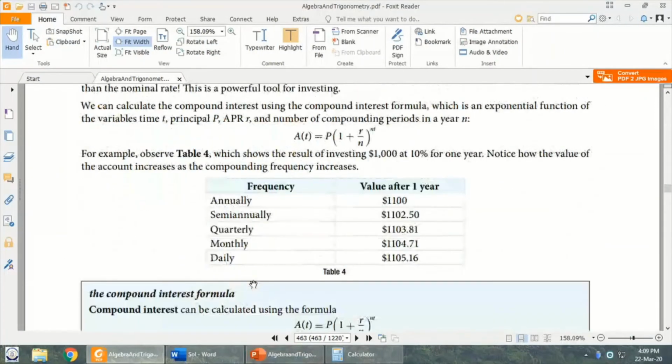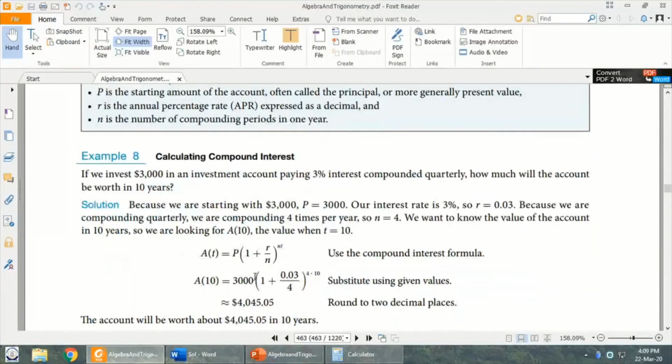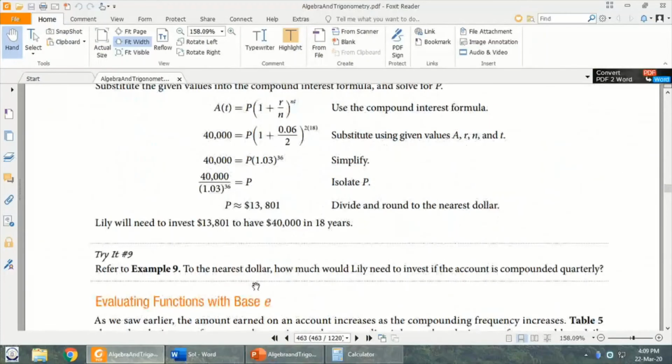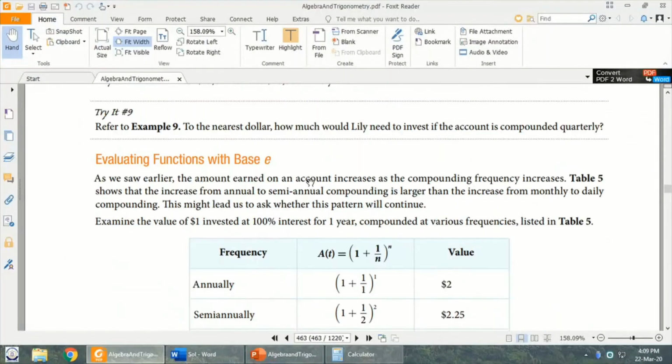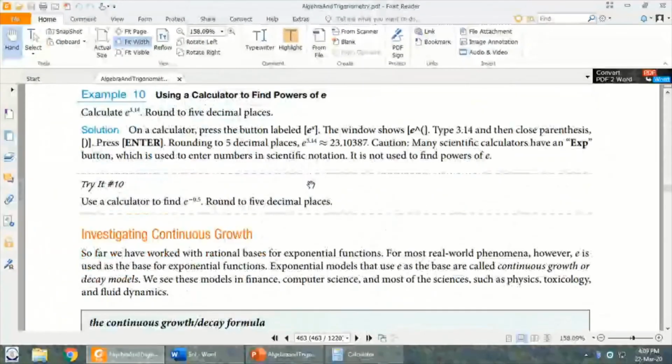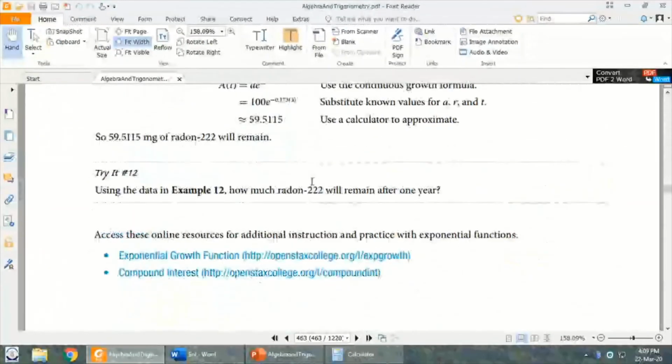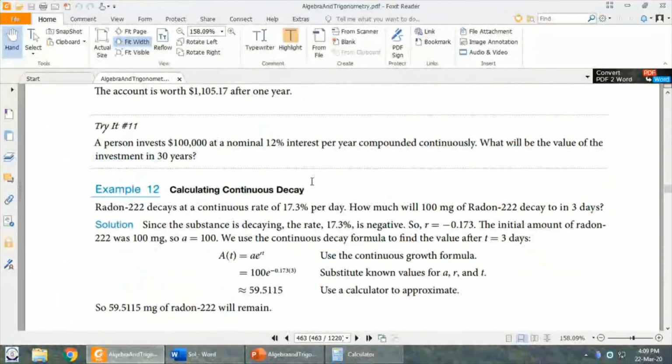Okay, let's just look at this example. But first of all, let me just go to the questions. These are things that we've already done in great detail. I want you to be doing this section. There's a continuous decay. Let me just give you an example of decay.